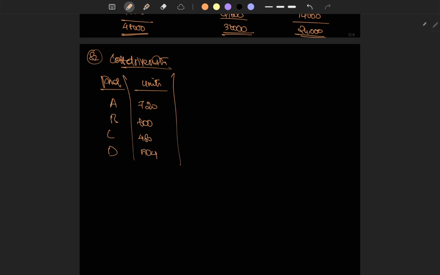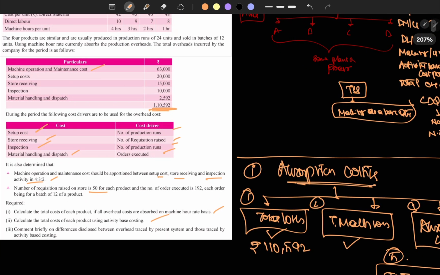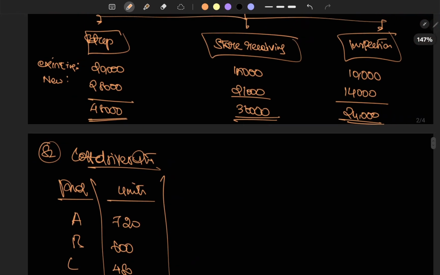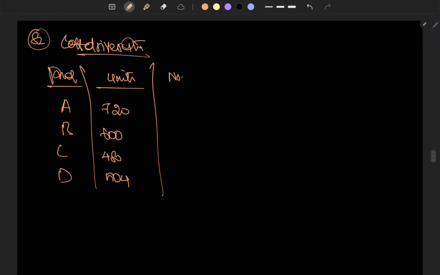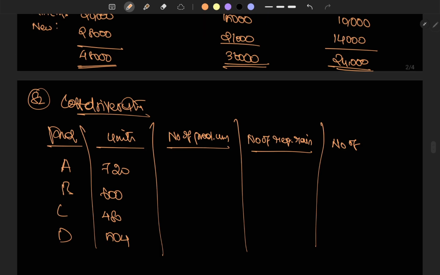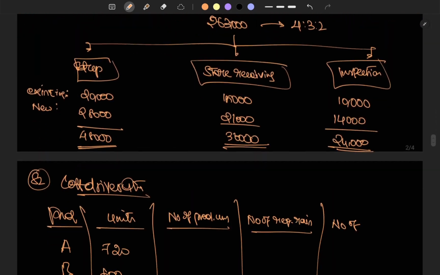Right. Now, what are all the major cost driver names we have here, which is production runs, requisitions, order executed. Number of production runs, number of requisitions raised, number of inspections, number of orders executed, sorry.